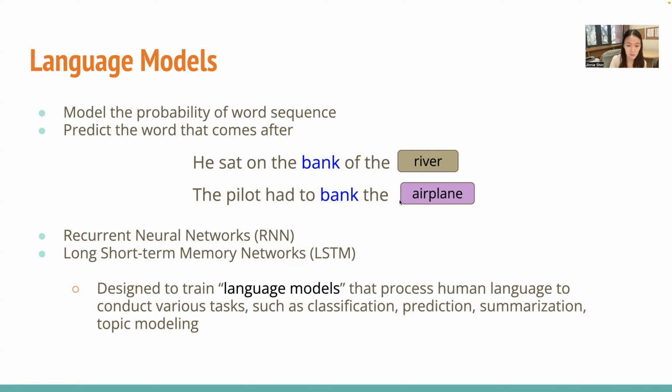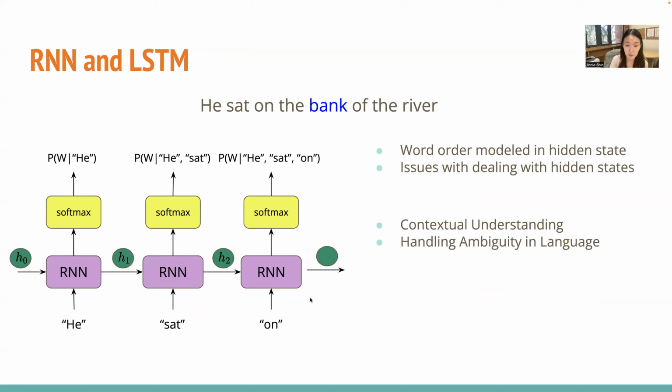Then how are these RNN and LSTM models able to do such powerful things? In order to understand that, we'll take a look at how the RNN and LSTM function in more detail by looking into their architecture.